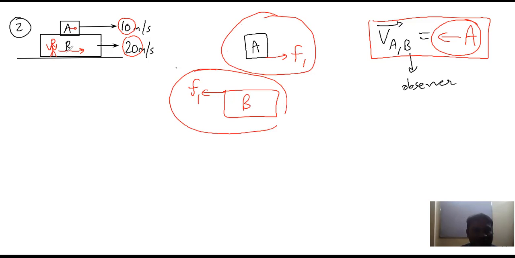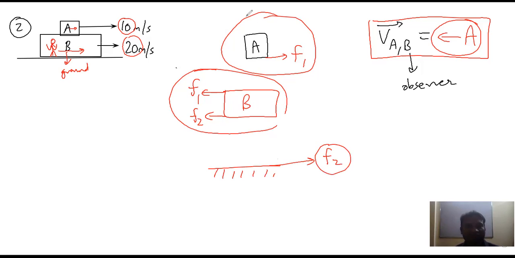If at all there is friction between B and ground, then according to the ground, B is moving forward, so ground friction will be backward. Let us say F2. Finally, if I consider ground, the kinetic friction on ground will be F2 in forward direction. So these are the directions of friction in this illustration 2.